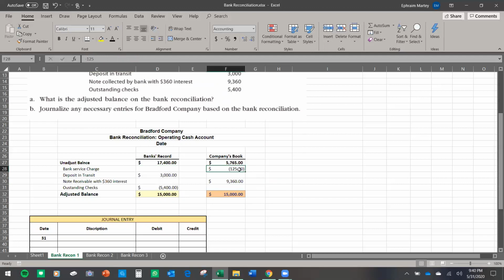We paid charges of 125. So this is an expense. Bank service charge is an expense. Okay, so expenses debit, and then cash is decreasing. So our expenses is increasing and cash is decreasing. So we have bank service charge, and then we will reference that 125.